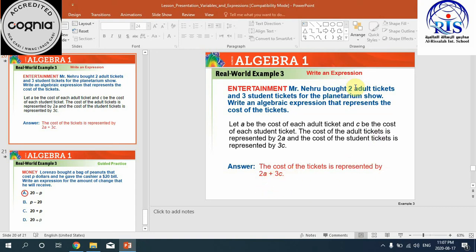Why? Because I don't know the cost of the adult tickets. I consider it's a, and I don't know the cost of the ticket for students. Therefore, I use c. How many tickets for adults? 2. Therefore, I say 2 times a, which means 2a. Plus. Why plus? Because I will pay for both the adult tickets and the student tickets. This means I will add them. Therefore, I have 2a plus 3c.